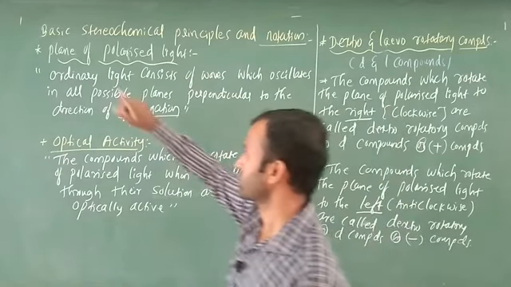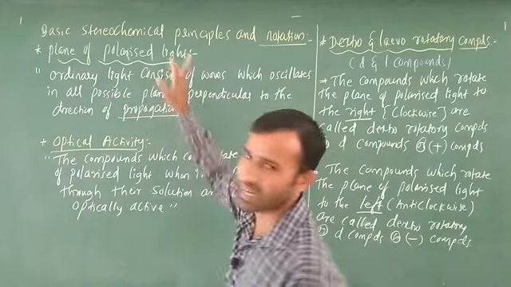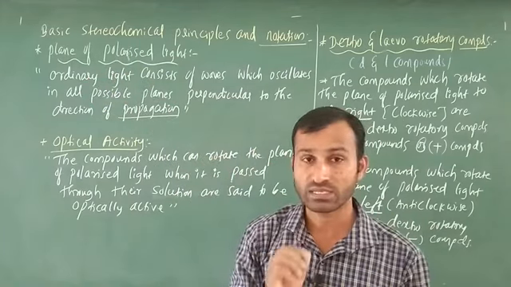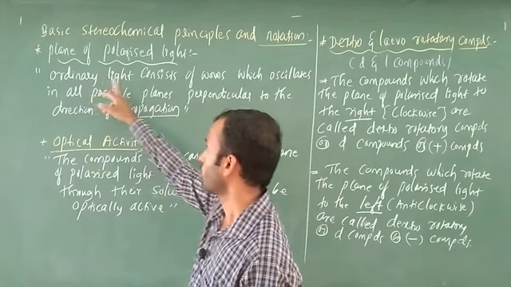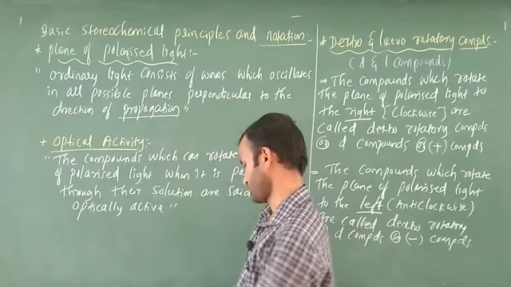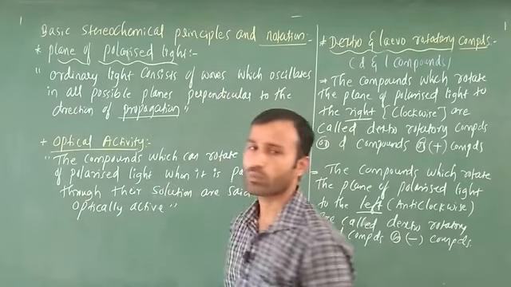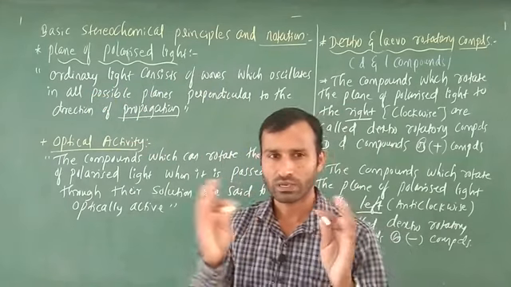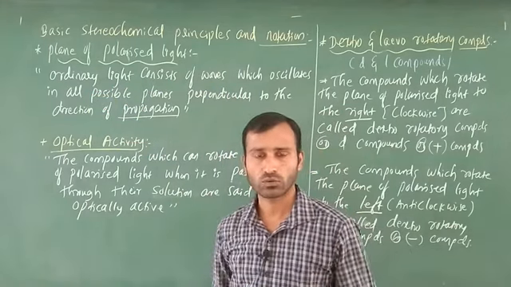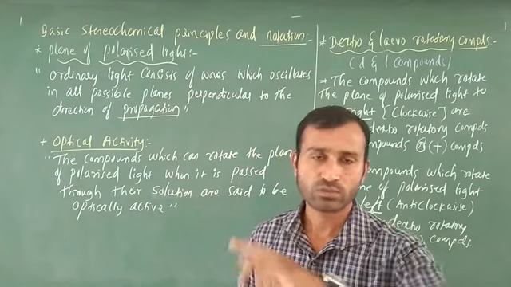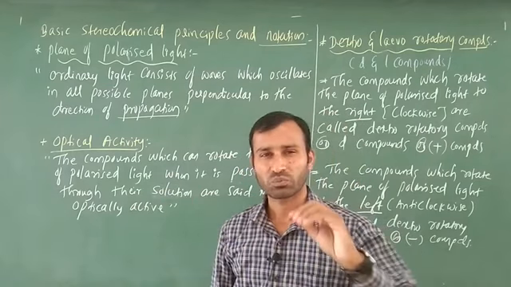Just here, the first point is the plane of polarized light. The definition of the plane of polarized light is there. Ordinary light consists of waves. You know very well about that. Light means normal light only, and this has waves like this. You know very well about that from first year PVC concepts.